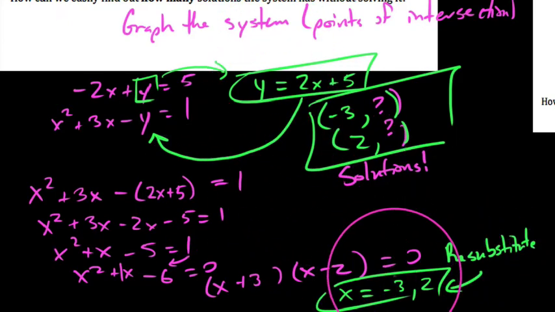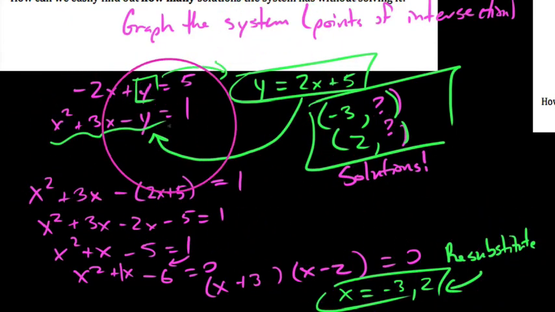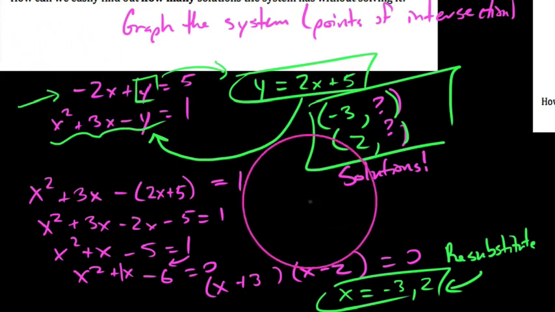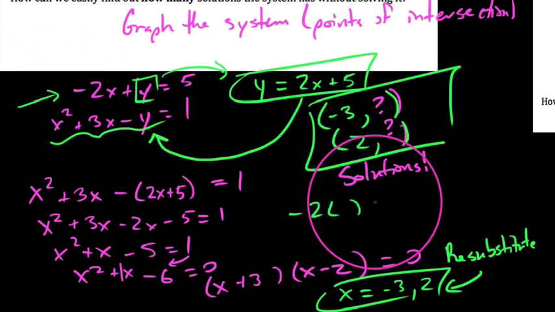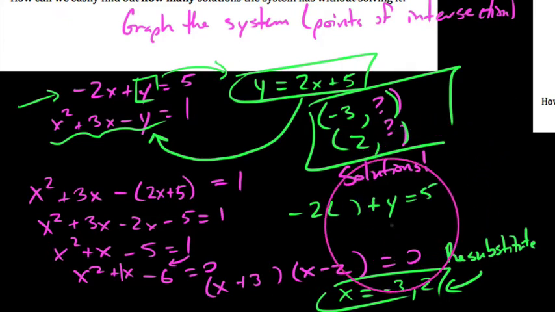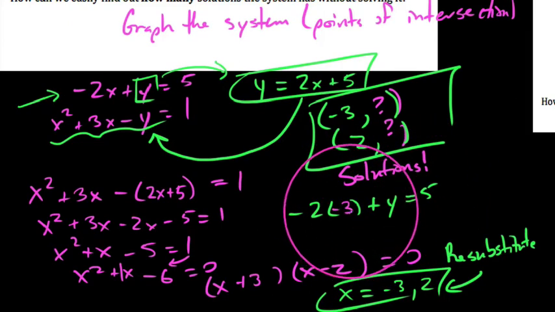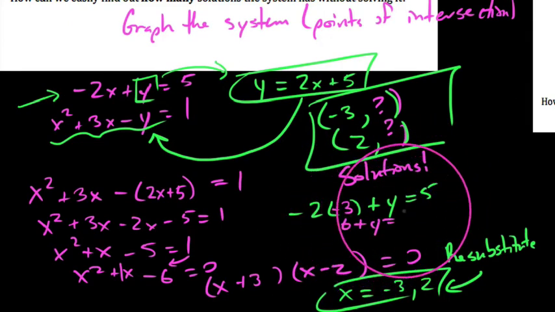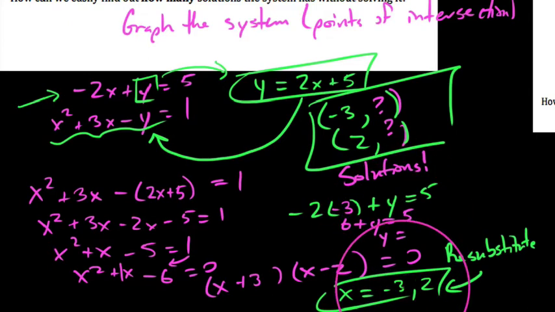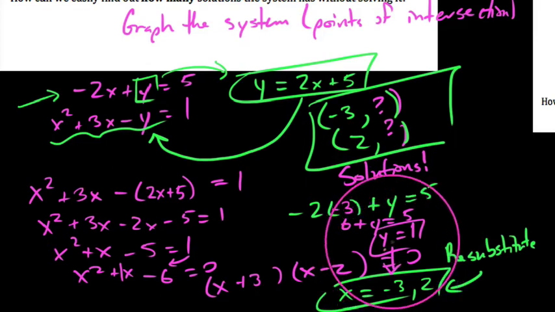And I noticed that it'd be a lot easier to plug these back into not the second equation, but the first one. So we get negative 2 times my unknown plus y is equal to 5, where I'm plugging in a negative 3 here. So we say negative 3, this gives me 6 plus y equals 5. That means when x is negative 3, y equals 1, when these two are true at the same time.